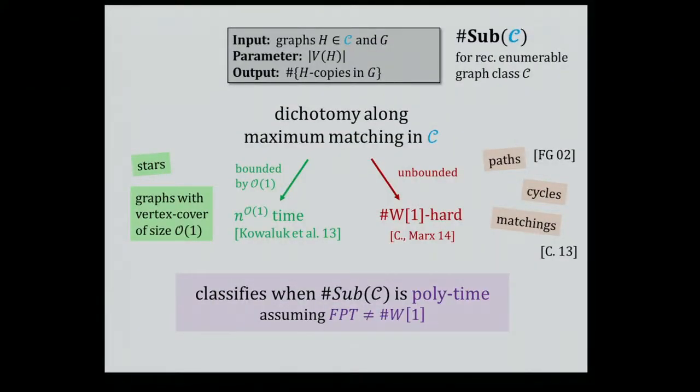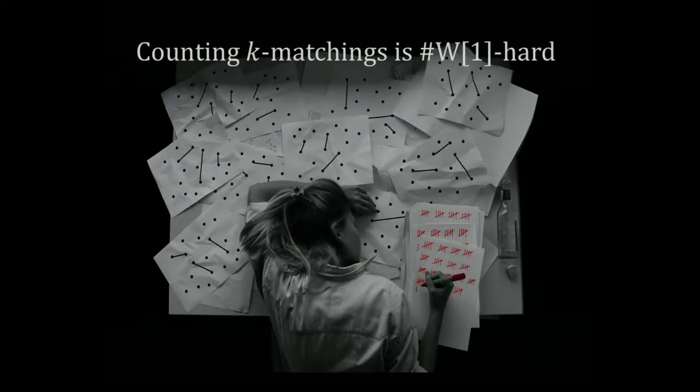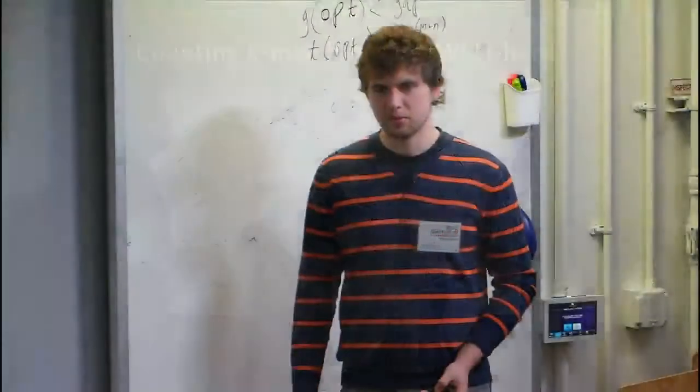And in fact, you can show that in a way, an assumption stronger than P not equal to sharp P, FP not equal to sharp P, is necessary to prove such a dichotomy. Okay, so counting subgraphs is hard once these have unbounded matchings. What I want to show in the following is a hardness proof for one specific graph class, the minimal graph class for which we can get sharp W1 hardness, which would, according to this dichotomy, just be the class of matchings. So in the remainder of this talk, I'll focus on counting K matchings, and I want to show that this problem is sharp W1 hard.